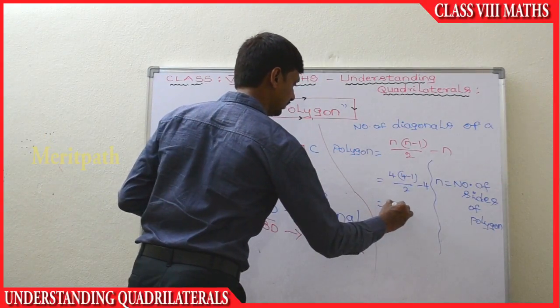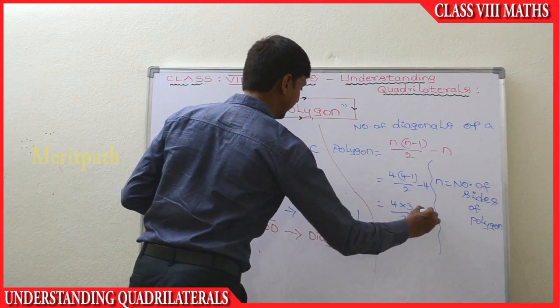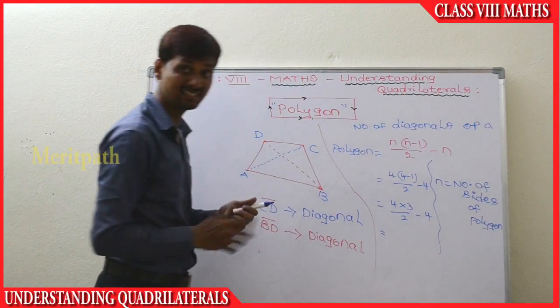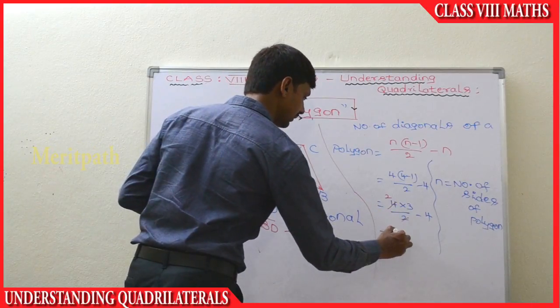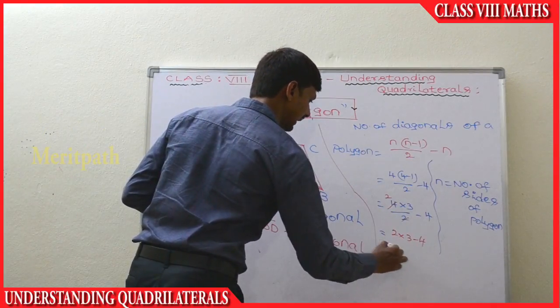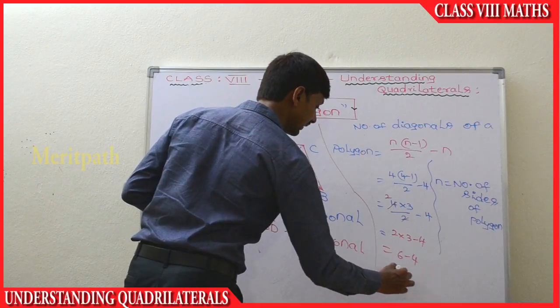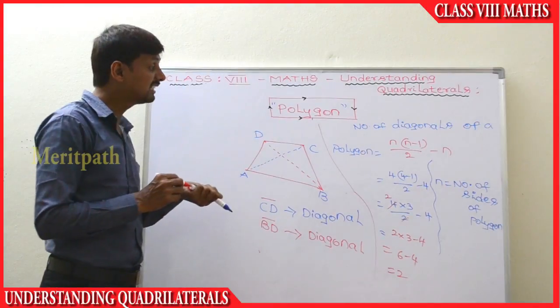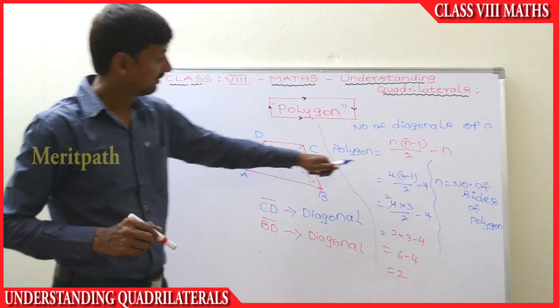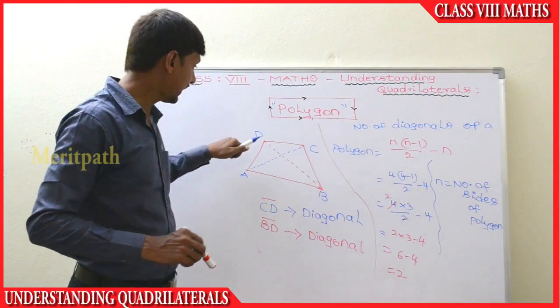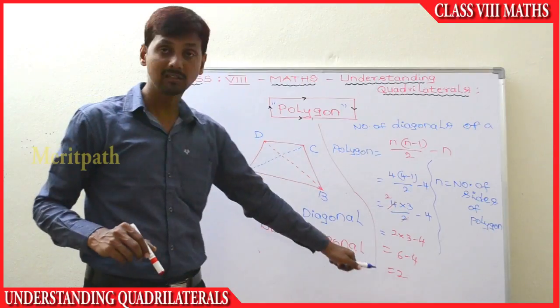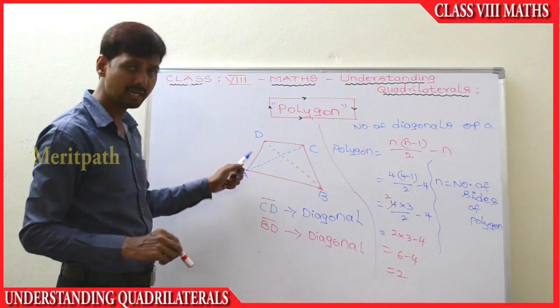So 4 into 3 by 2 minus 4. With the cancellation, we get 2 times 2 into 3 minus 4. That is 6 minus 4, which is 2. So the number of diagonals in a quadrilateral, which has 4 sides, is 2. Already we have diagonals 2.